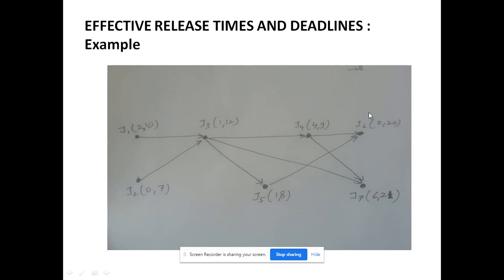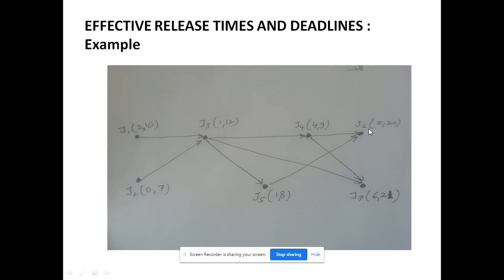Okay, now J6 and J7. J6 has two predecessors, J4 and J5.